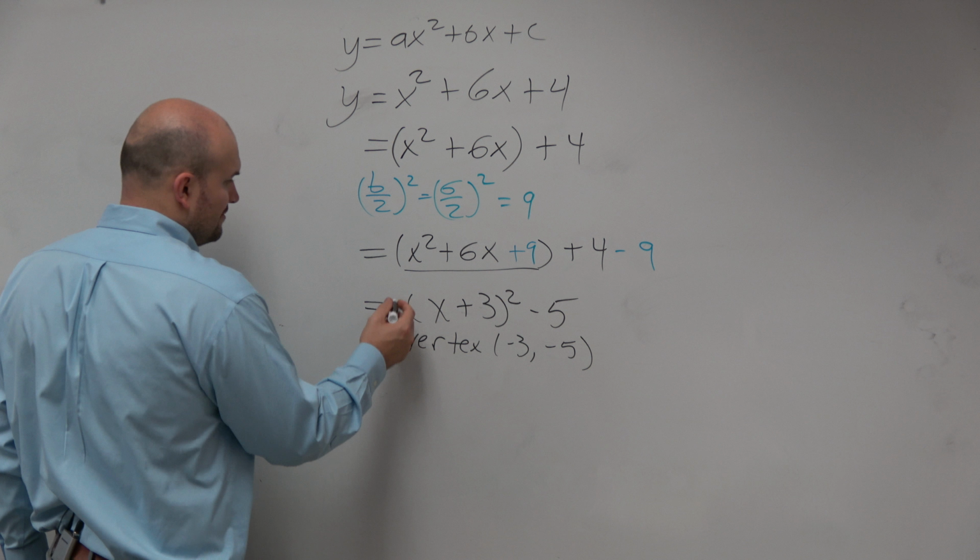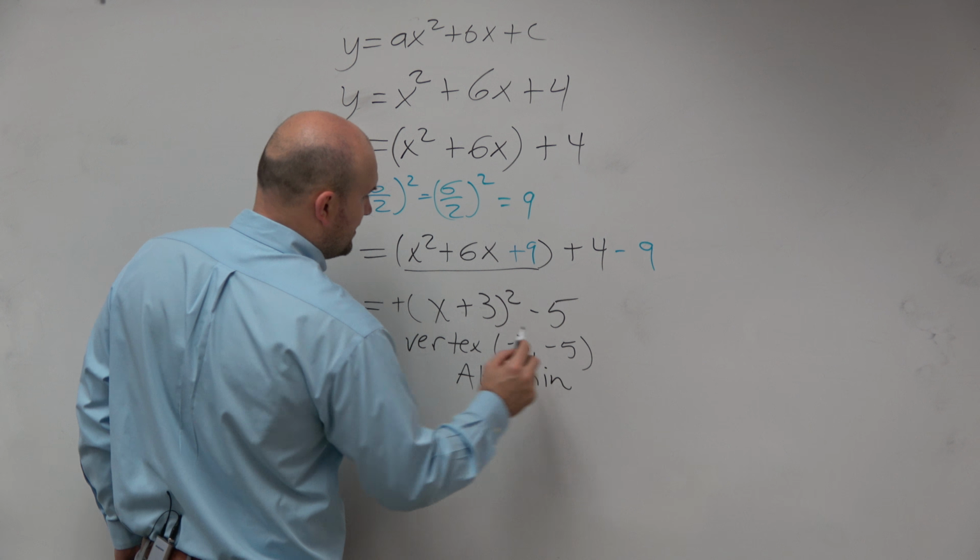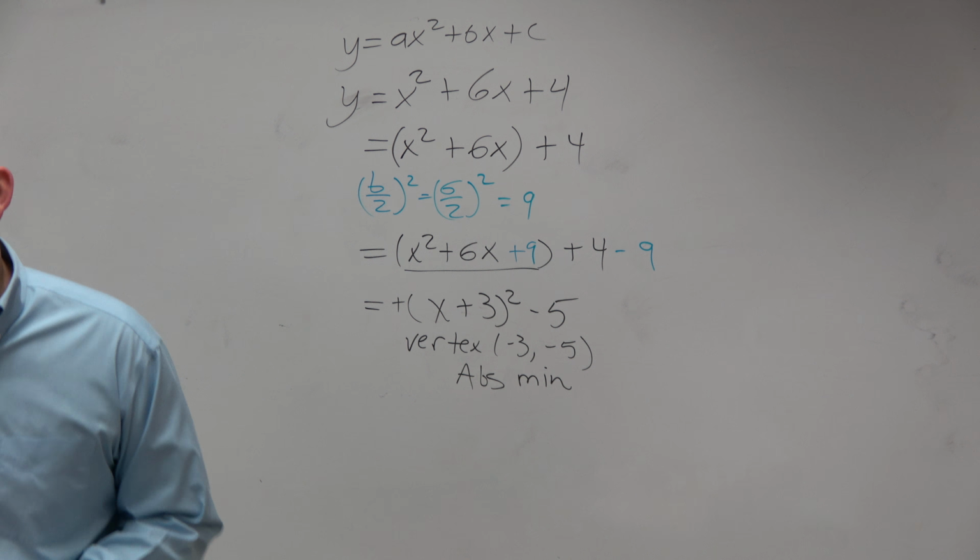My a is a positive 1. So therefore, my graph opens up. So therefore, this is an absolute min. OK? Yes?